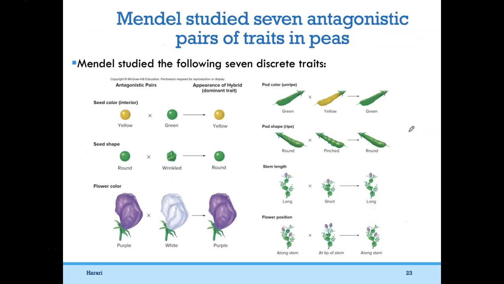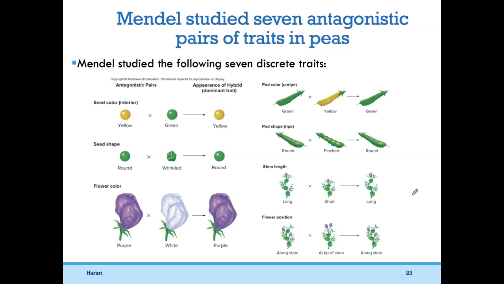And Mendel didn't stop there, right? He actually looked at 7 different pairs of discrete traits that were either-or. So he looked at seed color, seed shape. Was it round or wrinkled? Was the flower color purple or white? Was the stem short or long? Was the unripe pod color green or yellow, etc.? So he looked at 7 different traits, and he saw very similar results.